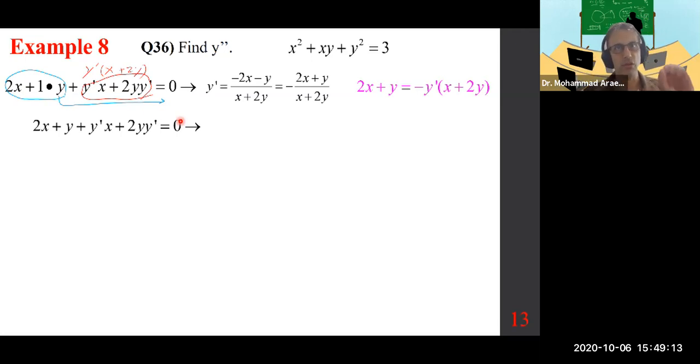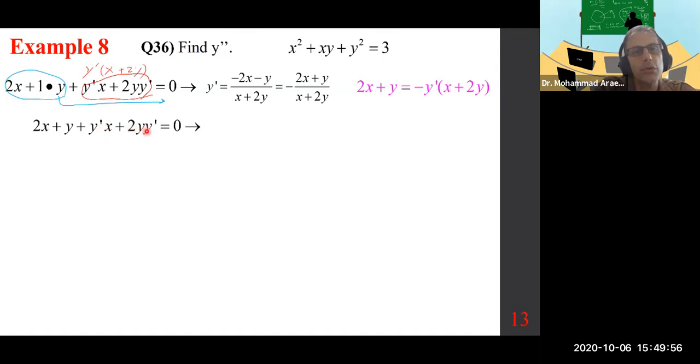One more step of calculus, and believe it or not, calculus is done, and all that is left is algebra. 2x, the derivative is 2, done. y, the derivative is y prime. Now, y prime, the derivative is y double prime times x plus x, the derivative is 1 times y prime. We are using the product rule here. So y prime gives us y double prime times x. x gives us 1 times y prime.